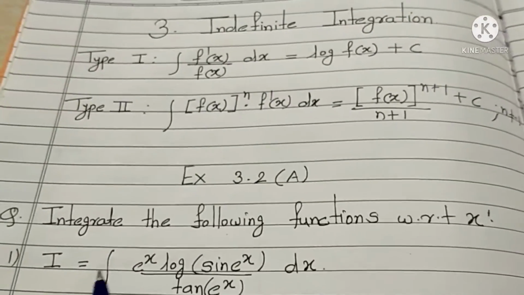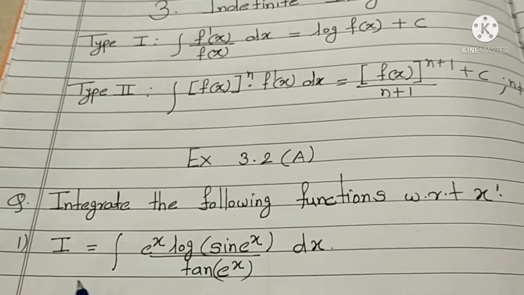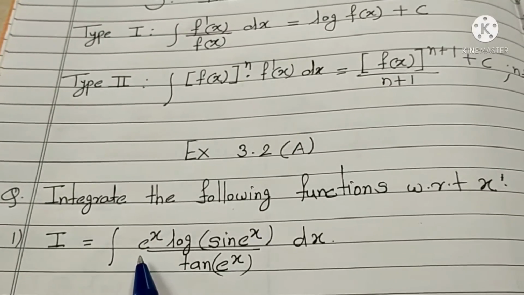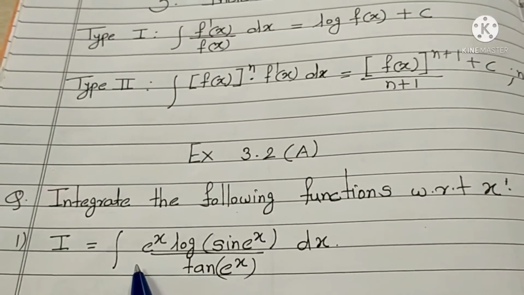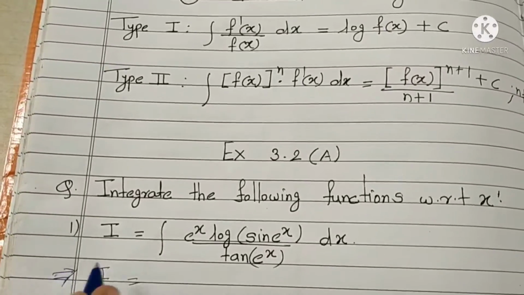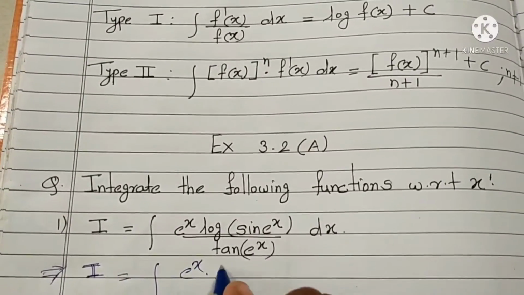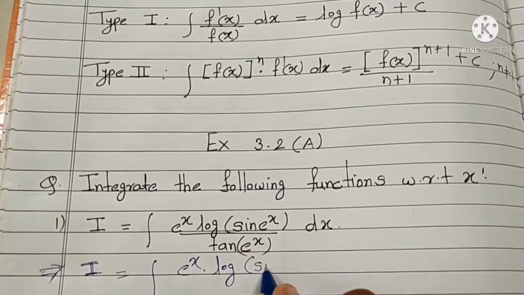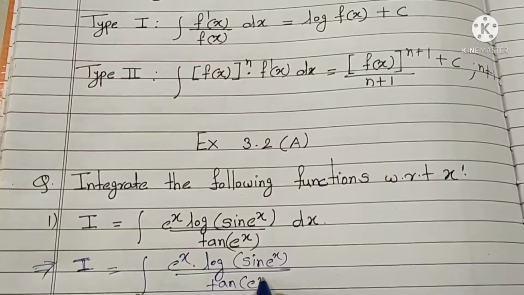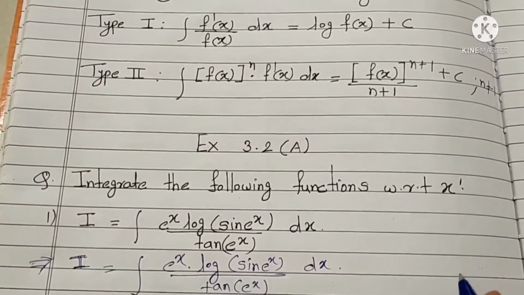Here is our first example: integrate the following function with respect to x. First write what is given, then start. Let I equal the integration of e raised to x into log of sin e raised to x upon tan e raised to x dx. We know that 1 upon tan x is cot x.